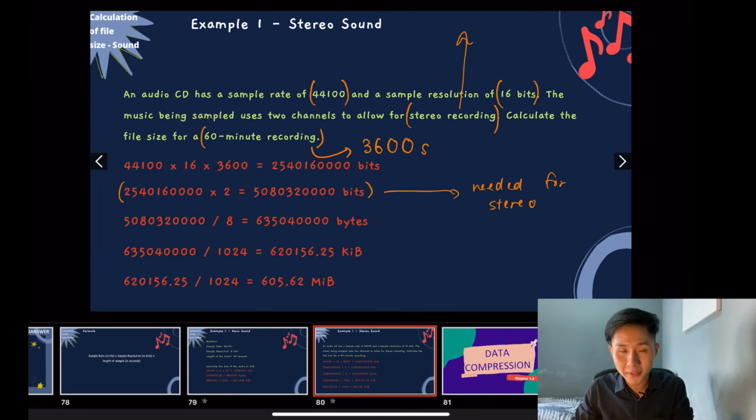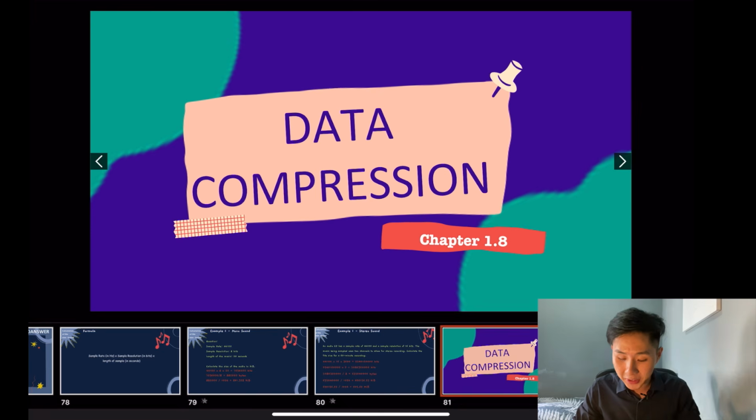So that's about it for how we calculate file size in images and in sound. And let's move on to the last topic of this video, called data compression. So like what we saw just now, if we want to have a very high quality image or sound, we need to increase the number of bits. We need to increase the color depth and the sampling resolution, which would result in an increase in size.